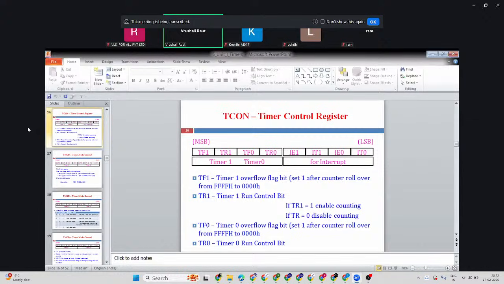Okay, noise is coming. I think that is the old message and now it is clear. And expecting you understood the timer control register. Okay, so two registers. One is timer control.